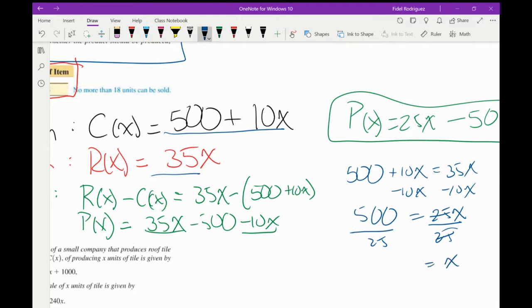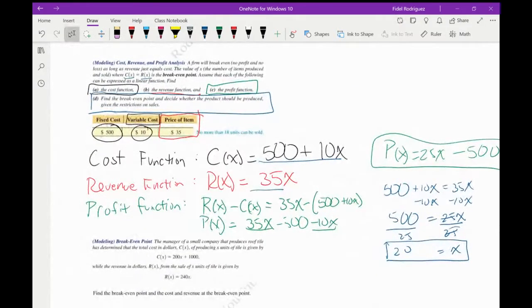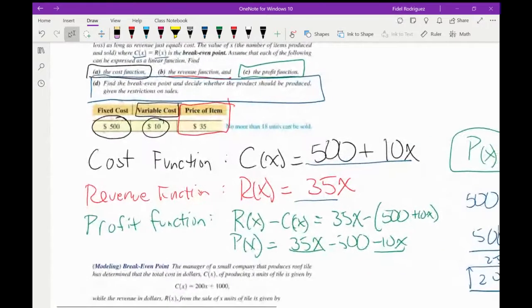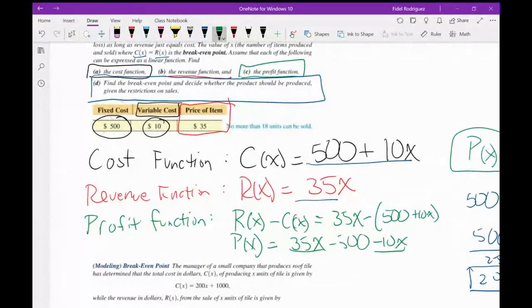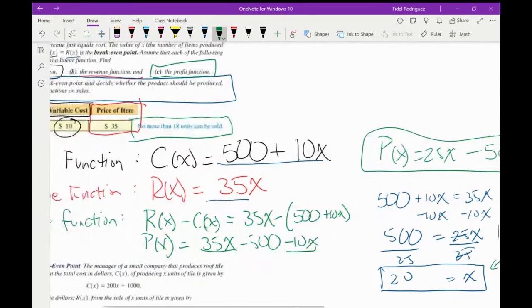So again, if I take my calculator here and take 500 divided by 25, what are we coming up with? We're coming up with 20. That's the number that we have to sell. And when I look at part D, it says find the break-even point and decide whether the function should produce given the restrictions on sales. Notice what it says. No more than 18 units can be sold, so we can't sell more than 18. And in order for us to break even, we need to sell 20.